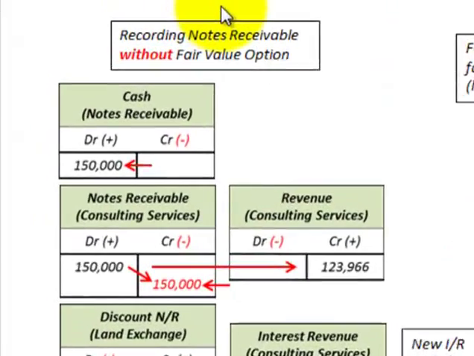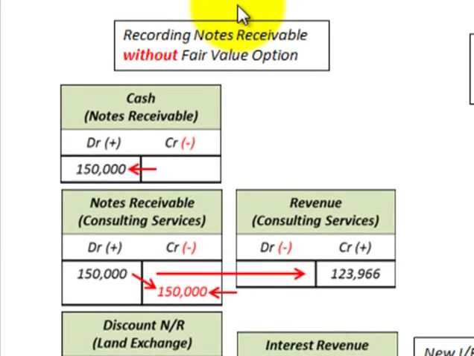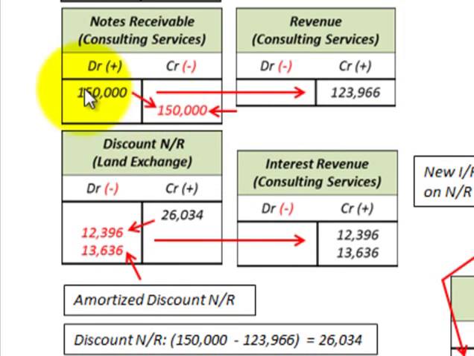Okay, now let's look at how we record this notes receivable with and without this fair value option. So let's start out without the fair value option, and this would be our normal way of recording this notes receivable. So upon the notes receivable, we debit it here for $150,000, and then we credit our revenue account here on our income statement for $123,966. And that's simply the difference between the face amount here of $150,000 less the discount here in this notes receivable of $26,034.